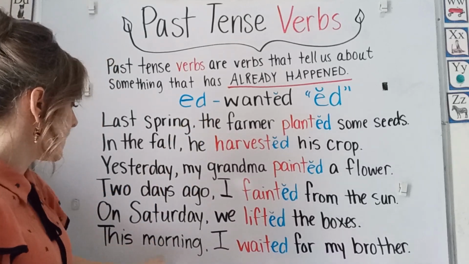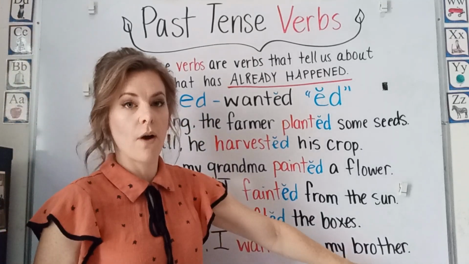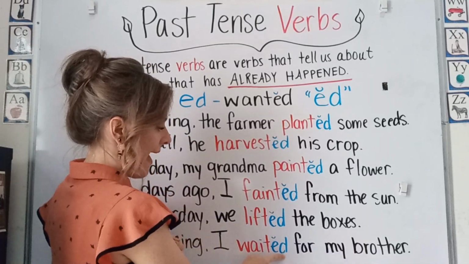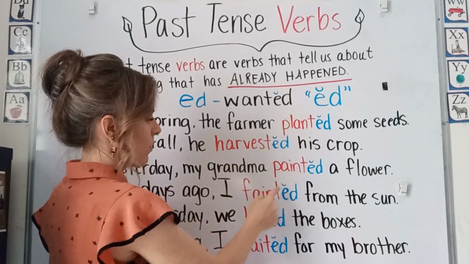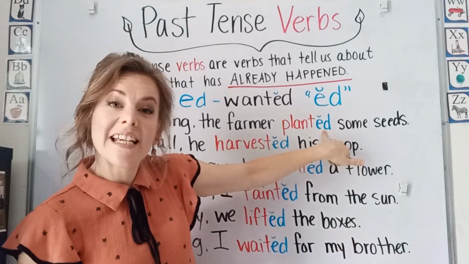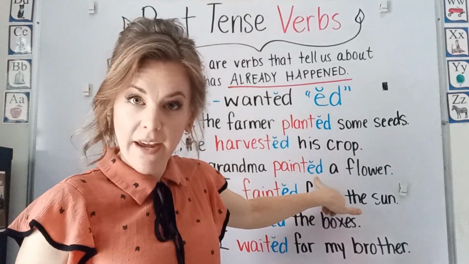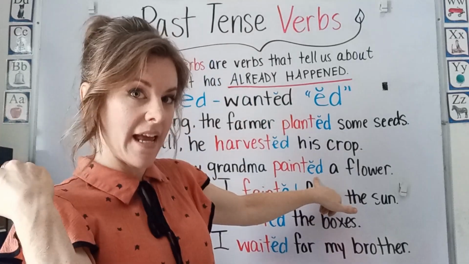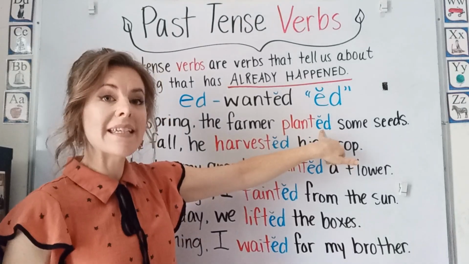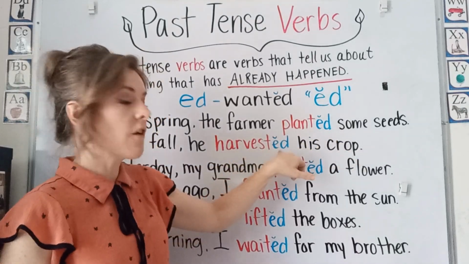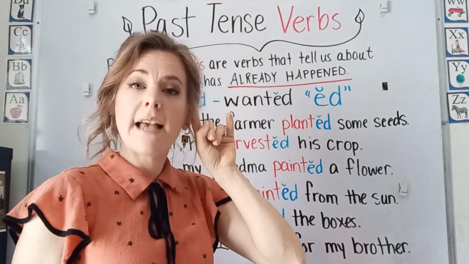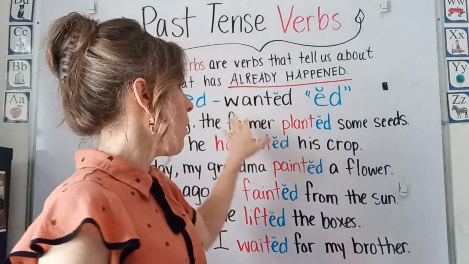Ed. This morning, I waited for my brother. Waited. Ed. Wait, ed. Okay, so all of these red words are our verbs, but we added this ed to the end of them, which is a suffix, to make them past tense, okay? Something that's already happened, okay? So planted. Harvested.